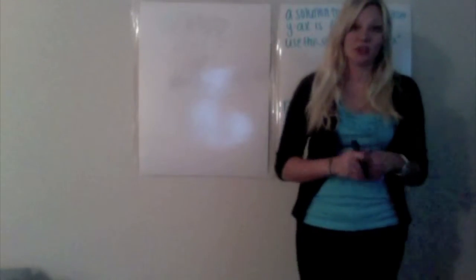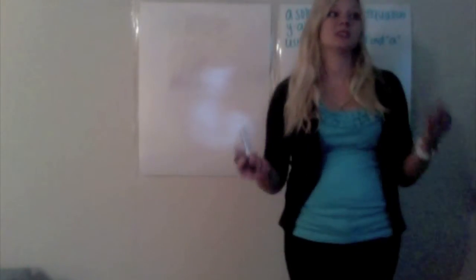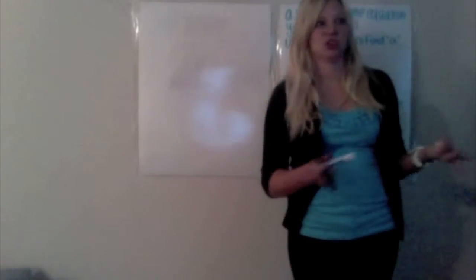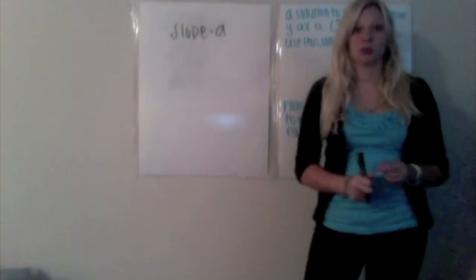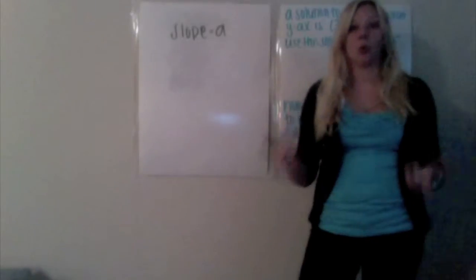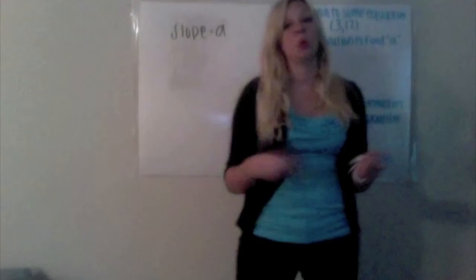Okay, let's talk about finding slope in a direct variation equation. Remember, we already said that slope was the constant of variation. So that means that slope equals A. Now, A is defined as the ratio of y over x, where y and x are some solutions to y equals ax. So, A equals y over x.